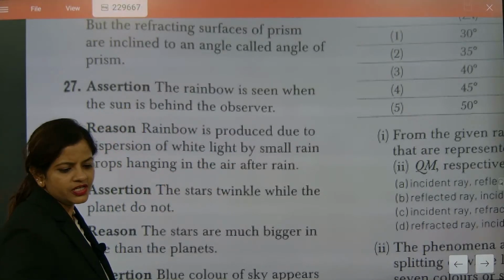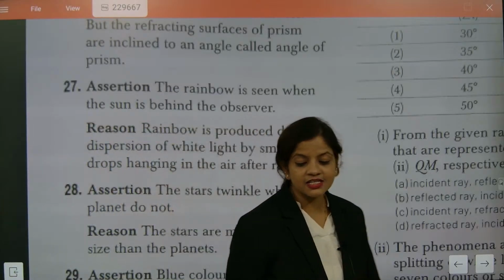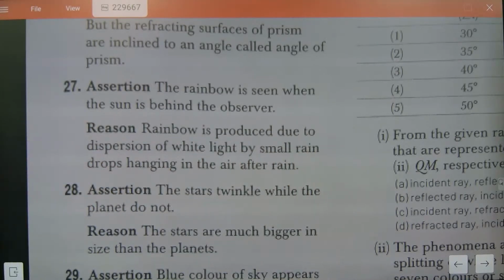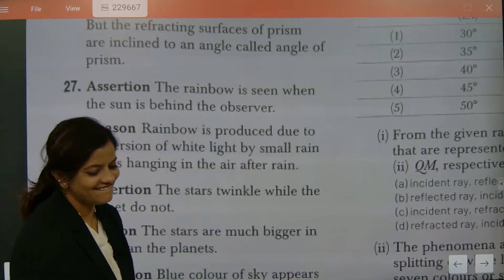Which one is correct? A is correct. Yes, yes, yes. All of you are wrong. B is correct, man. A is no. Then option B, man.